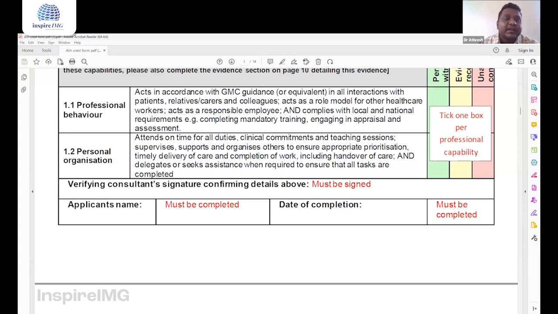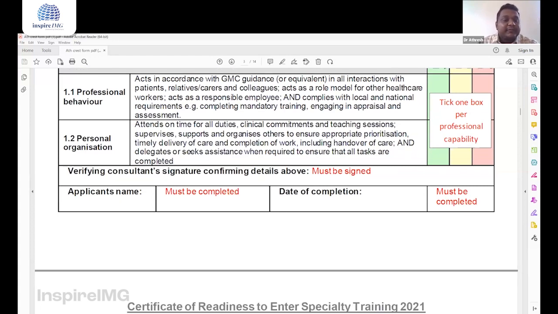If you're unable to attend something, you can let them know that you're unable to attend the teaching session or the meeting or trauma meeting or rounds, or if you're late for duty, whatever it may be. You need to let them know that you'll be late for so and so reason, and they do accept it, and they do agree with you. They're very polite in that manner. And on every page at the end, your consultant has to sign, and then you need to mention your full name and date of completion.